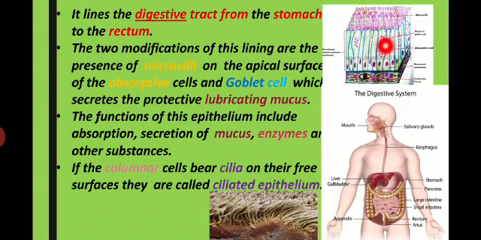Okay, free surface, for movement, that is what we call lubricating mucus. The functions of this epithelium include absorption, secretion, and mucus secretion; enzymes, hormones, and other substances are also secreted in this epithelium. So if the columnar cells bear cilia on their free surfaces, they are called ciliated epithelium. Columnar cells, where do they have cilia? You have to see this diagram, cilia in the stomach intestine wall. Below you have to see this diagram.